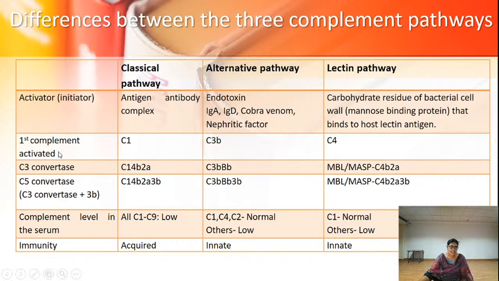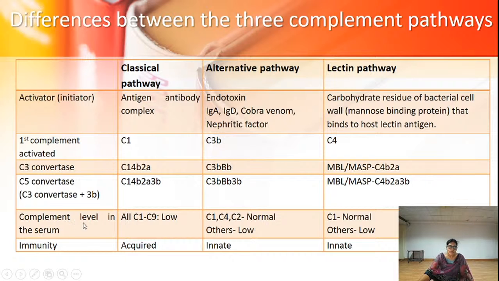Now the first complement activated, as in the classical pathway, is C1. No other pathways have C1; only the classical pathway has C1. The alternate pathway starts with C3b. We know that C3b binds to any of these antigens to become a bound C3b. The lectin pathway starts not with C1 but with MBL, but here the first complement activated is C4. MBL is not a complement. And you know the C3 convertase is C1,4,2, C3bBb and 4b2a for different pathways. When 3b is added, it becomes the C5 convertase.